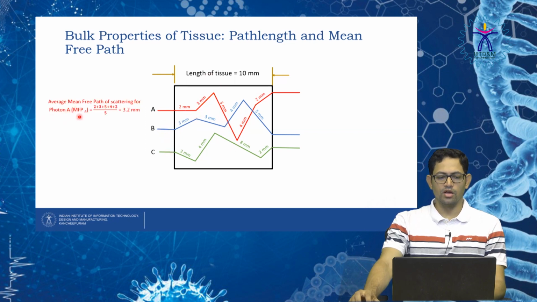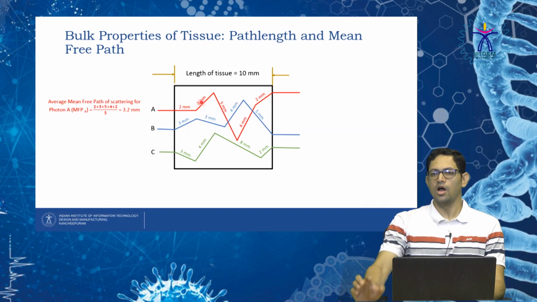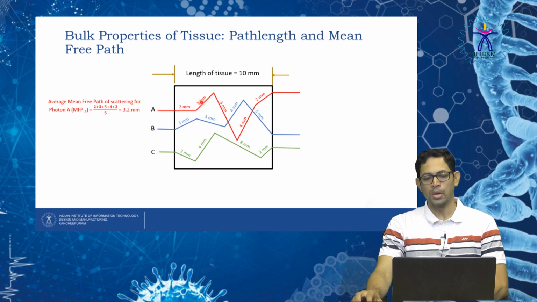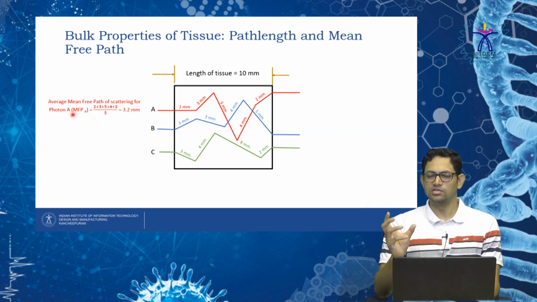So first is total path length and mean free path. Now, what I have mentioned over here is the mean free path. Mean free path is defined as the distance traveled before each interaction. For example, this is the first interaction, second interaction, third, fourth, and then fifth interaction. So there have been 5 interactions, and for each interaction, how much distance it has traveled before it interacts. So mean free path is the distance before it interacts. Now we can also define something known as average mean free path.